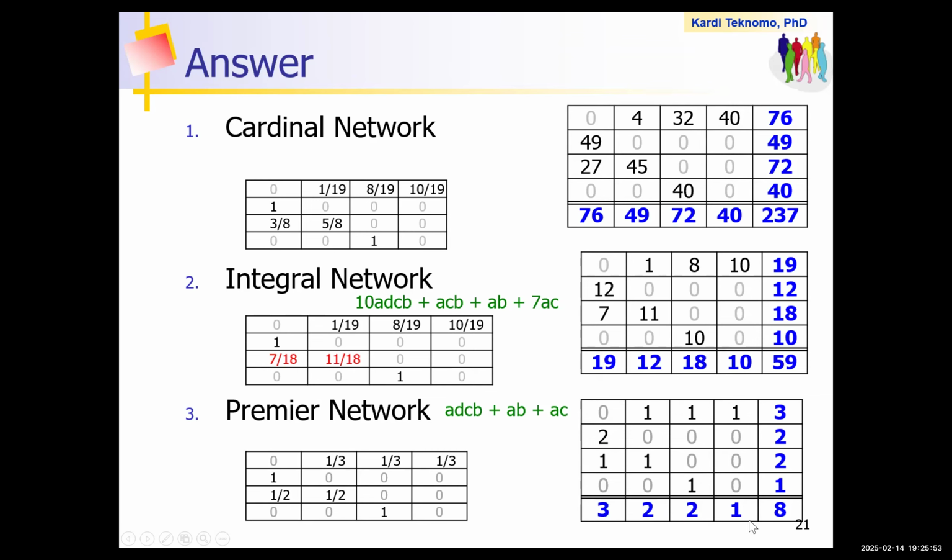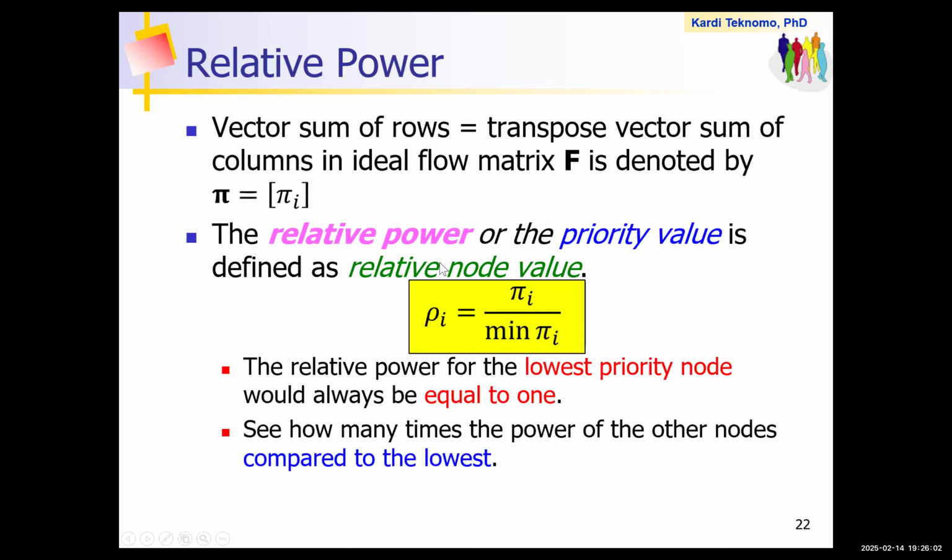Now, this is the sum. The blue part here is the sum of row and column. If you know the vector sum of row, it is the same as the transpose vector sum of columns. We call this phi. Then you can calculate the relative power, which is the same as priority values. Later we can apply IFN for prioritization. So you can get the relative power or priority value, which is simply the relative node value.